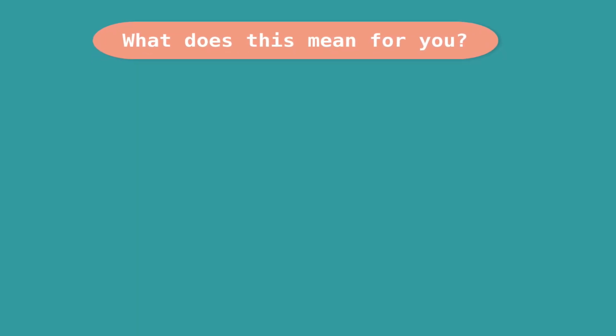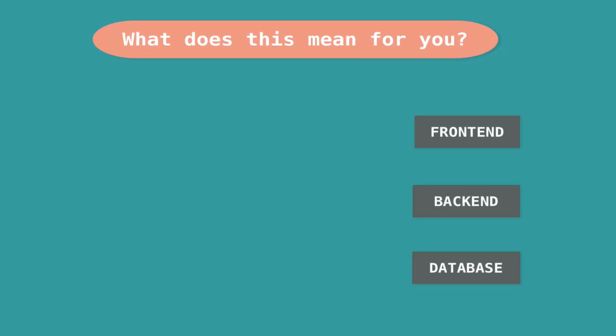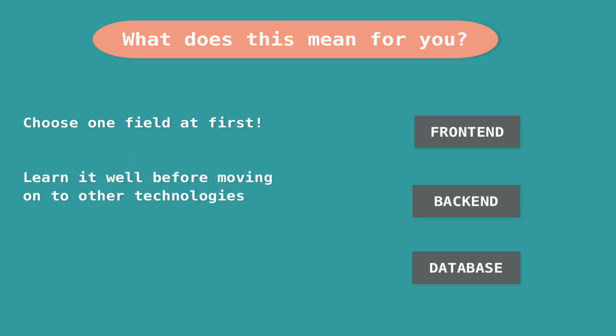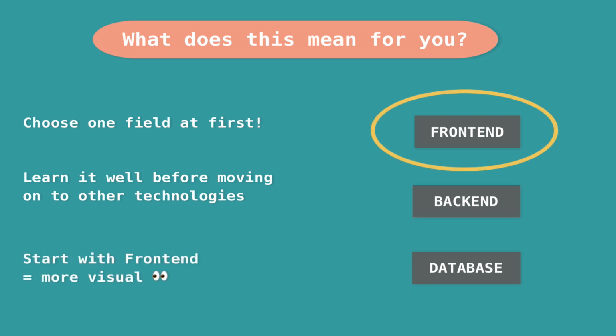So what this means for you is that if you're just starting off as a web developer or you're thinking about becoming a web developer, you should choose just one of these three areas as a starting point, learn it well, and then move on to other technologies. And a good starting point is usually front-end, because it's more visual and you can see the results immediately.